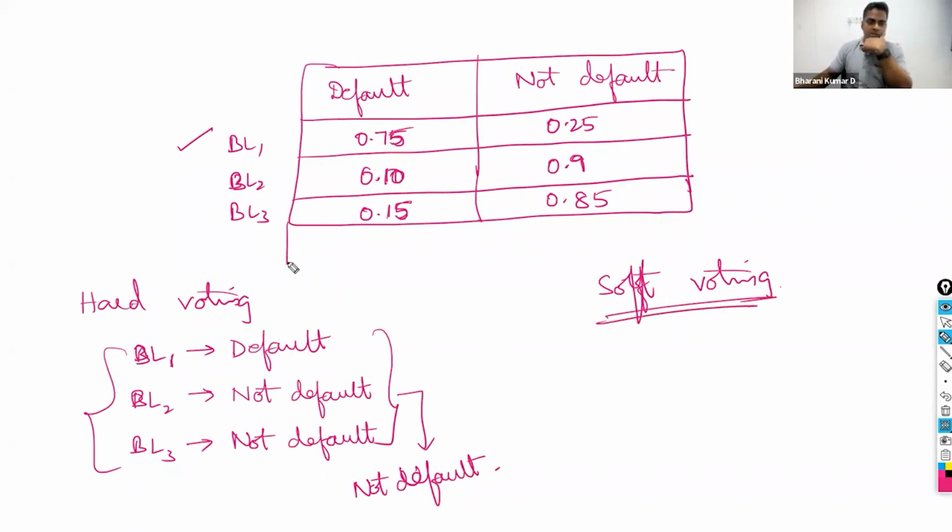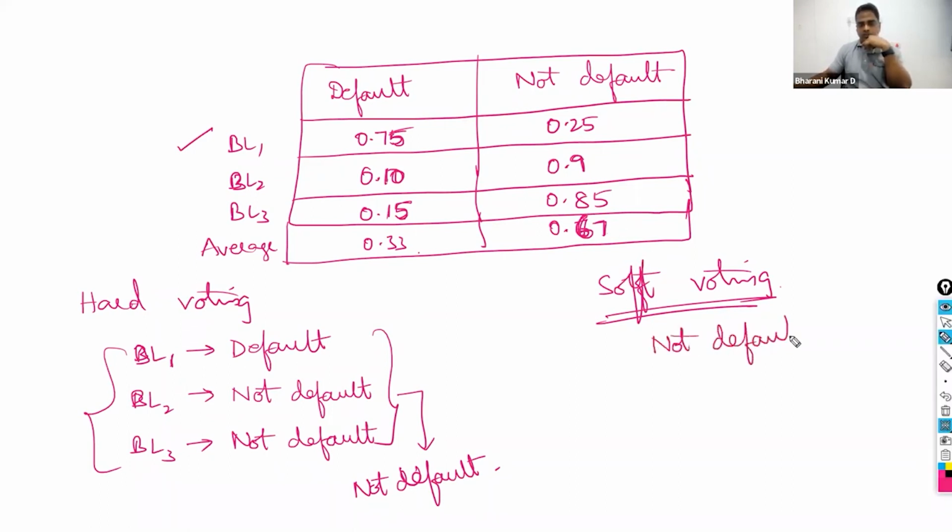If I apply soft voting, it is going to take an average. What is the average of these three going to be for default? Anyone? 0.33, right? Agree? And here, what will be the average for not default? Point 7 approximately, or 0.67 to be precise. Agree? Okay. Now in soft voting, it will take an average, and then we see which class has the highest probability. Not default. So the final result will be not default. Making sense? That's how hard voting and soft voting work.